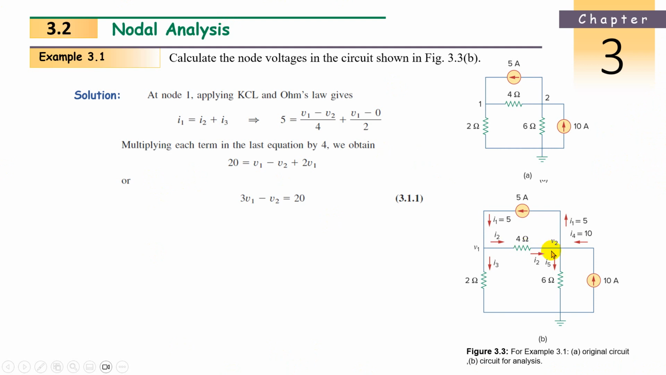Now the first node is finished. Now the second node: what are the currents? How many branches are connected to the second node? 1, 2, 3 and 4 branches are connected, so 4 currents will be there. How many currents are entering the node?